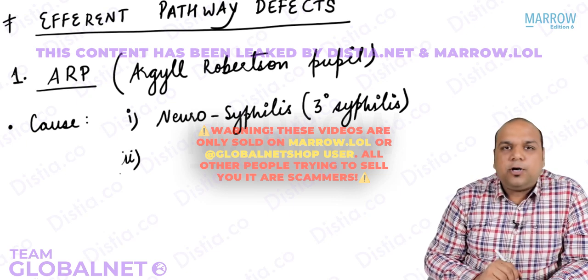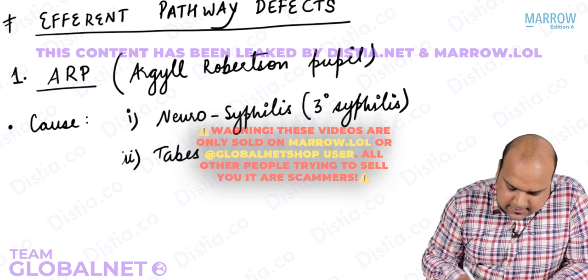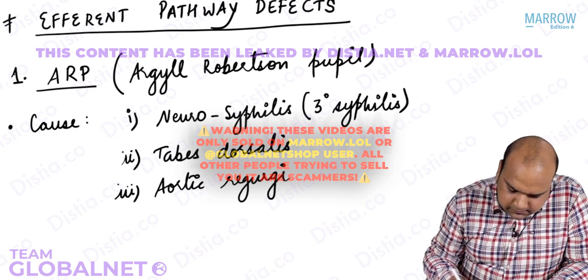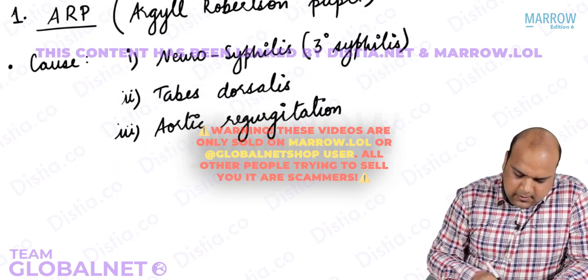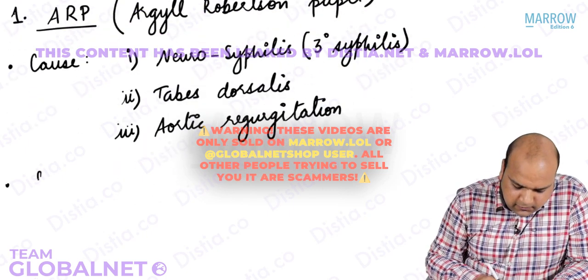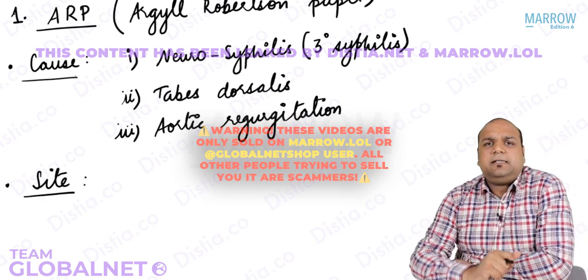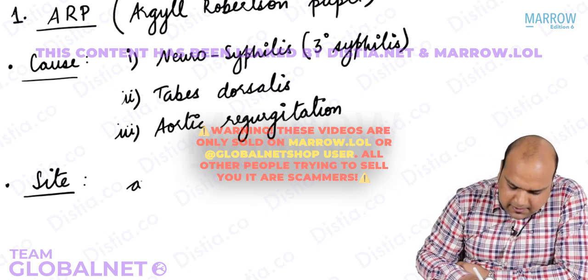The second important cause of Argyll-Robertson pupil can be tabes dorsalis. Again, I hope you understand related. Or third, aortic regurgitation. Okay, now we know the cause. All right. What about the site of lesion? Where in the pathway is the lesion? We are saying efferent pathway, but where is the lesion? So the lesion can be in the rostral midbrain.